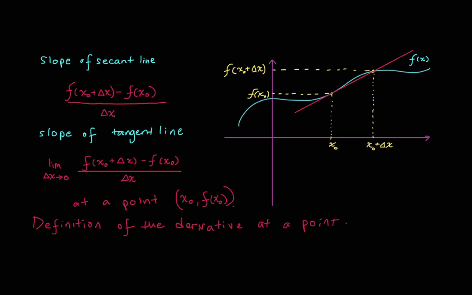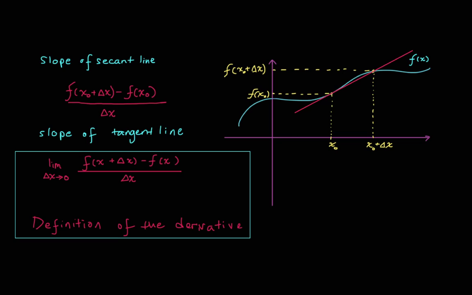Note, however, that we didn't have to define this at any specific point. We could have done this at any point of x, so we're going to actually remove this, and we'll get rid of all of the x naughts and just make them x's. So this is true now for any value of x. So we call this the definition of the derivative. All right, let's take a look at an example.